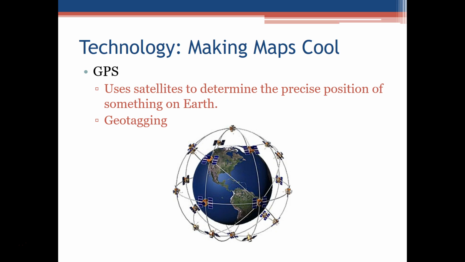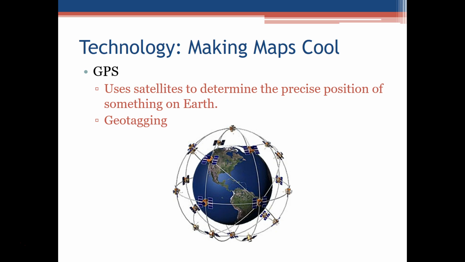Modern technology, GPS. You guys are pretty familiar with GPS, but it uses satellites to determine the precise location of something on Earth. So the satellites communicate with each other, which is pretty interesting. GPS used to really only be used by geographers, scientists, stuff like that. But recently, it's actually become a really affordable, cool thing for us.